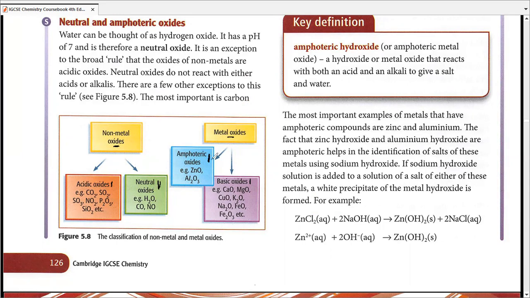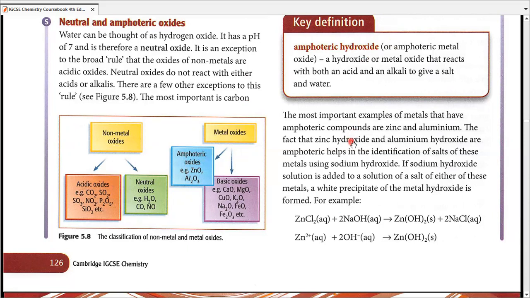Lastly, amphoteric oxide. Amphoteric oxide is actually a combination of both. They act like acidic oxides as well as basic oxides, because they're going to act like acids whenever reacting with alkalis, and they're going to act like bases whenever reacting with acids. So, as the name suggests, acidic oxides act like acids, basic oxides act like bases, amphoteric oxides act like both, and neutral oxides do not act like any of these. Okay, that's how easy it is.